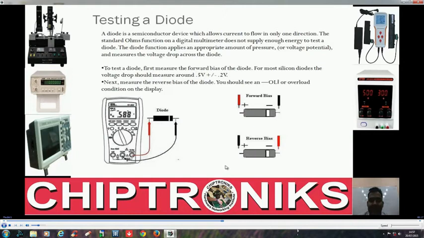As I said, if the diode is good, then the junction potential in forward bias will have a value ranging between 0.5 to 0.6, and in reverse bias it will be 0L. This is not resistance, this is junction potential. Here the diode range is giving the value of junction potential, not the resistance.